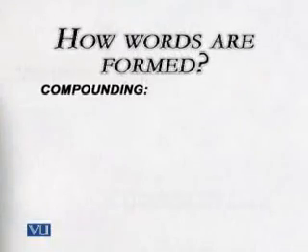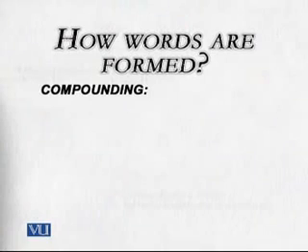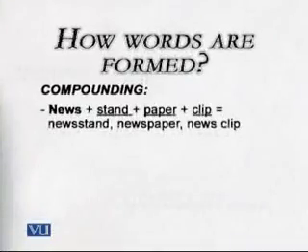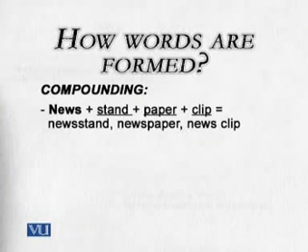The last one, which I told you, is compounding. Unlike portmanteau words, in compounding we combine full-fledged words, and we create new words. For example, from news, you can add one more. News is one word. Stand is another word. You can put these two together. Newsstand. Let's say news clip.